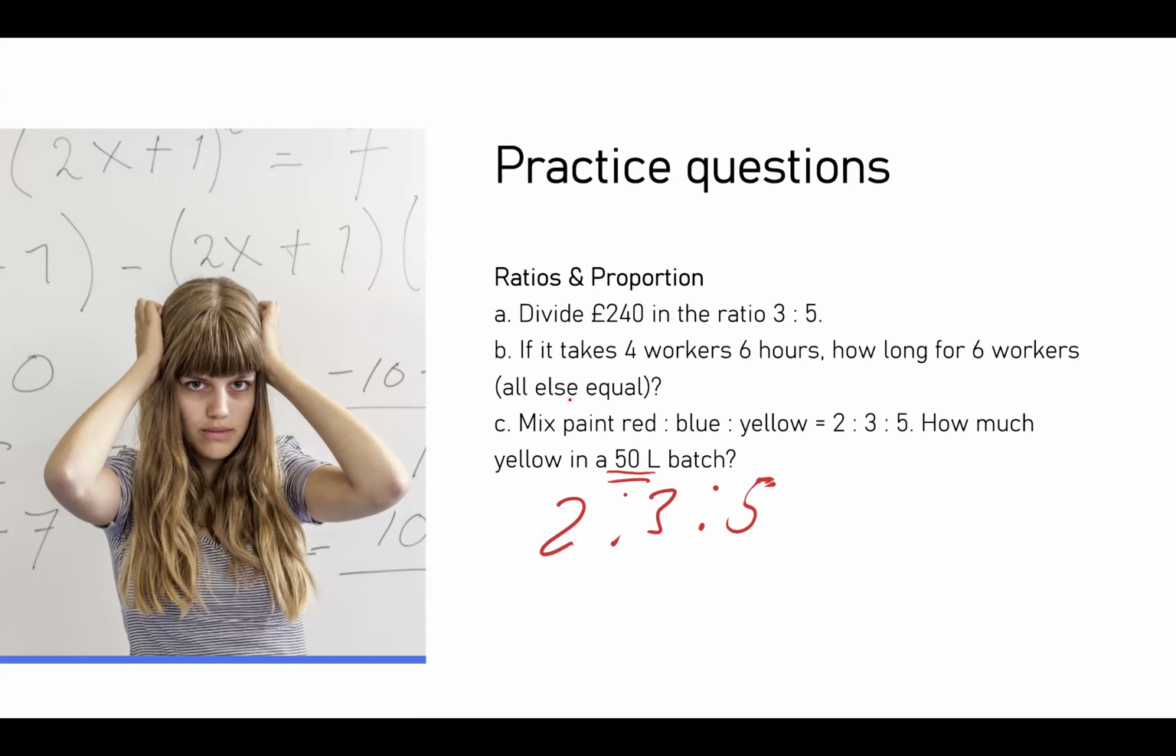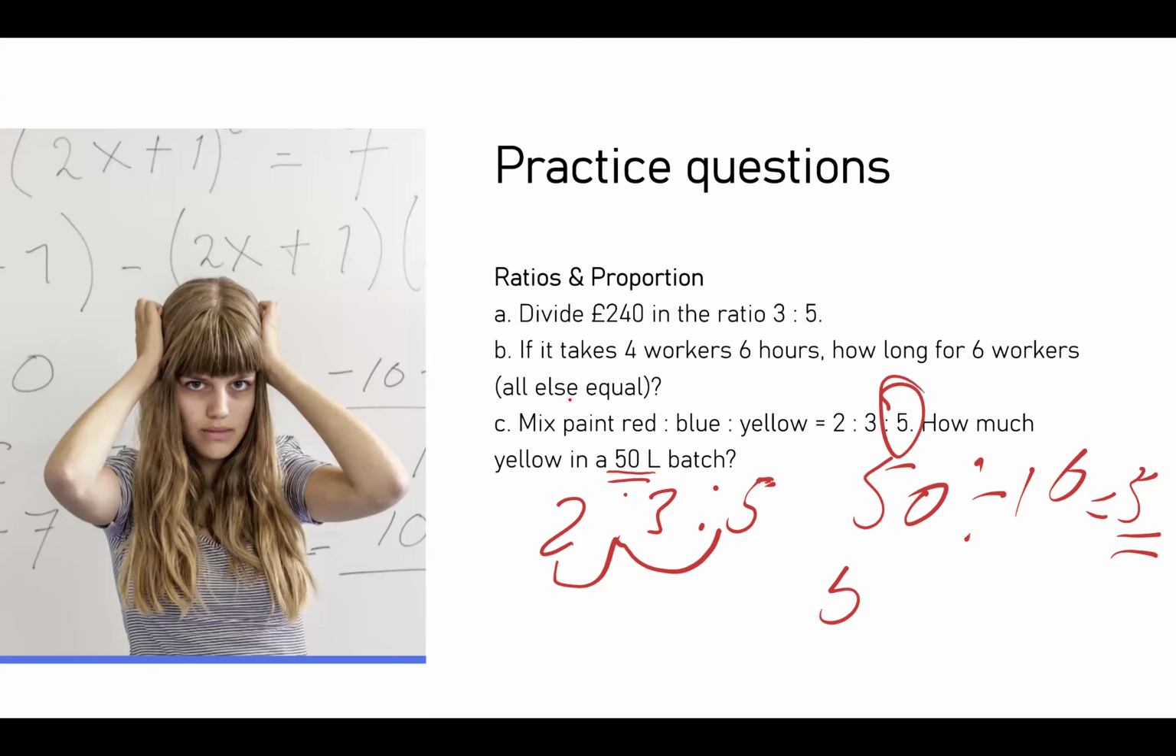Oh, did you see it there? Yes, exactly. So what you do is add these together and then work out 50 divided by 10. So that's one part, right? So to work out 5 parts, all you do is multiply this by 5, because that five stands for the yellow. Yeah, exactly. So it becomes 25 liters.